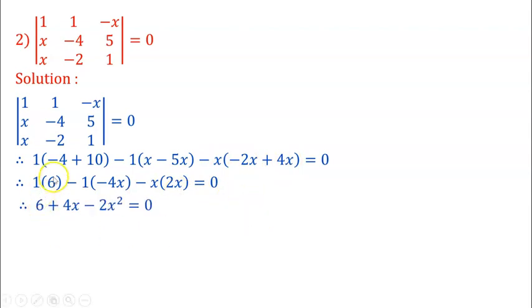Okay, and next simplification, x minus 1 minus 4x, you will get here 4x minus 2x square, and that's equals to 0. Therefore here finally, if we change the sign, then you will get here 2x square minus 4x minus 6 is equals to 0.